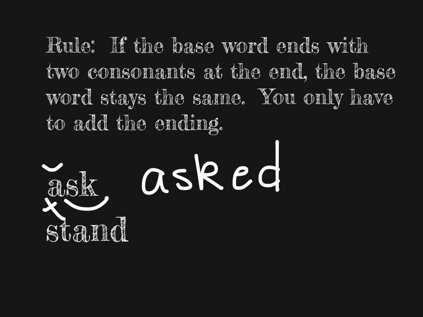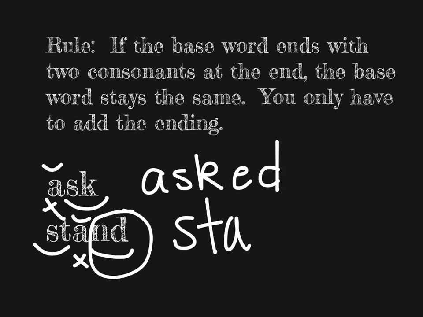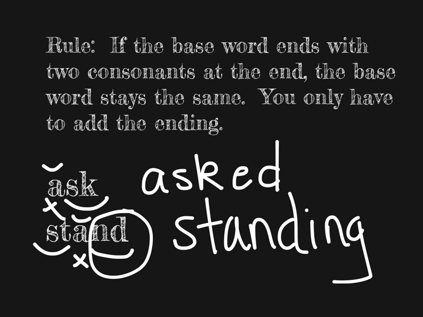Let's take a look at the next example. ST is a blend because I hear both sounds. A is a vowel. ND is a blend. Since I have a vowel followed by a guardian consonant, that vowel will be short. Stand. And since I have two consonants here at the end, I know that my base word stays the same. I just keep my base word just like it is. I'm not doubling it. I'm not dropping anything. And I just simply add my inflectional ending ing. Once again, we know ed means it happened in the past, and ing means it's happening right now.